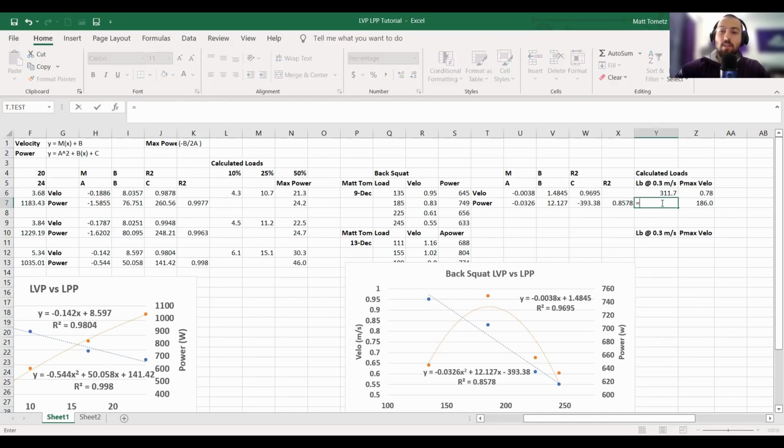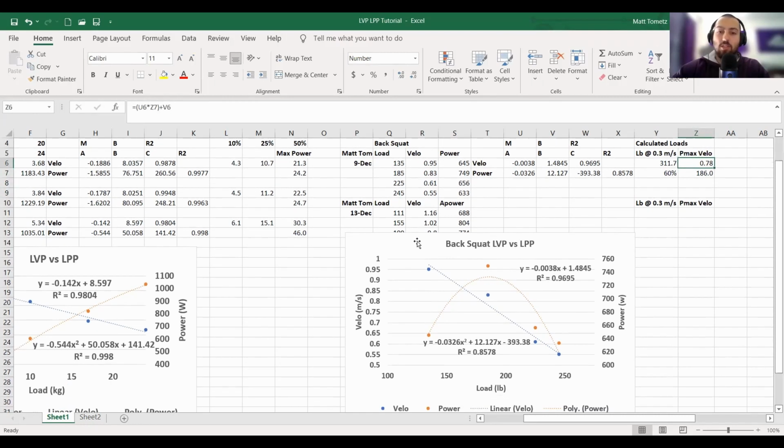And last, what I just like doing, 186 divided by 311. So that is approximately 60% of my max, my predicted max at 0.3. So that's how you would turn this into action based on the load velocity and the load power to say max power is 186 pounds. What bar speed is that based on the velocity relationship?